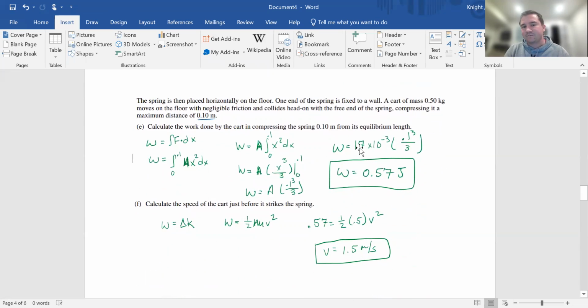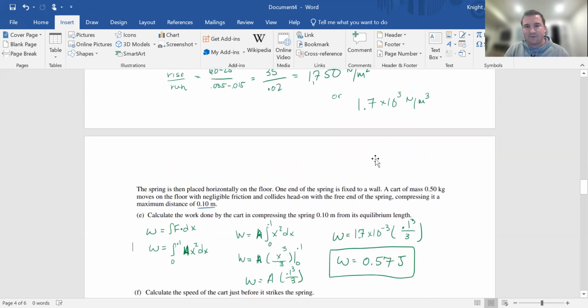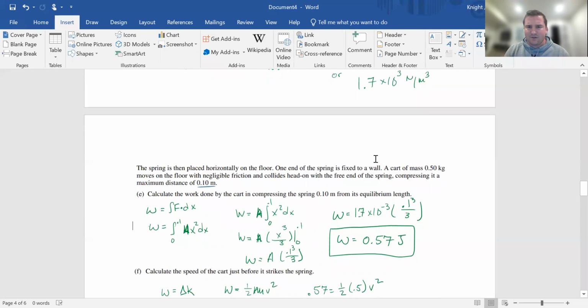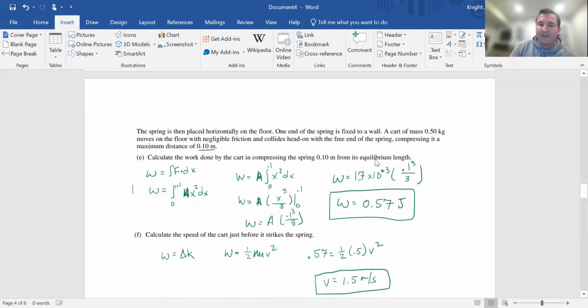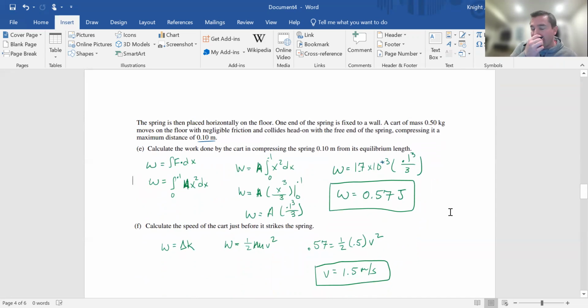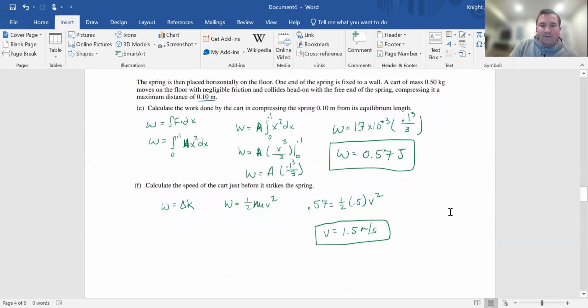The a value is 1.7 times 10 to the positive 3. And then we solve. We get the work of 0.57 joules.